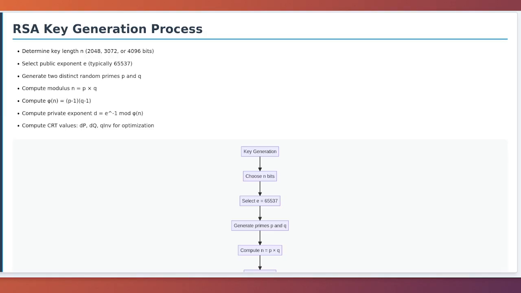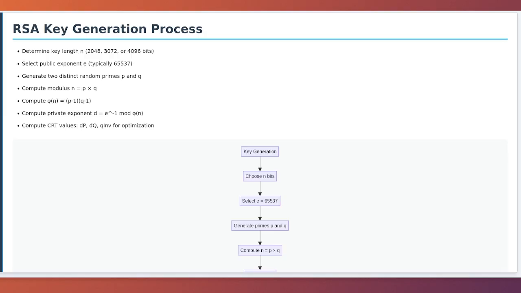Step 2 is to select the public exponent E. The most common choice is 65,537, which is 2 to the power 16 plus 1. This value is popular because it has only 2 bits set in its binary representation, beginning with 0x01, ending with 01, making exponentiation fast during encryption and signature verification. The public exponent must be odd and greater than 2. Some systems use the smaller value 3 for even faster operations, but this requires careful padding to avoid security issues.